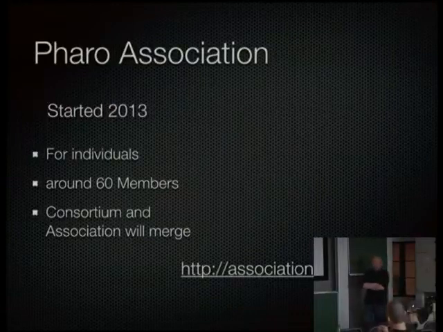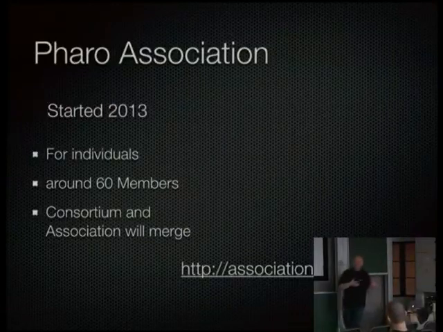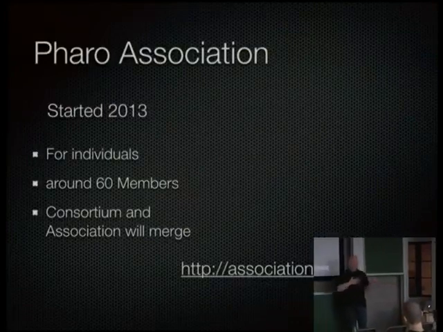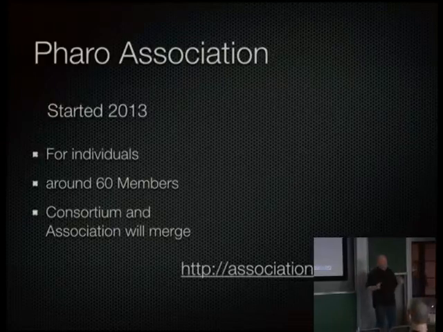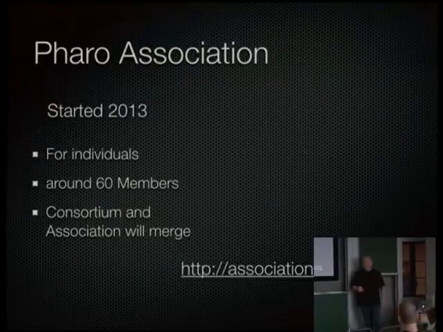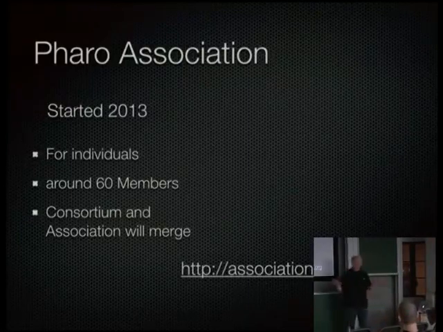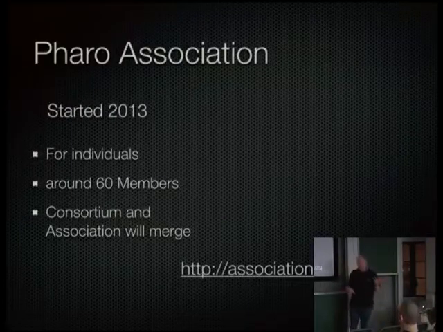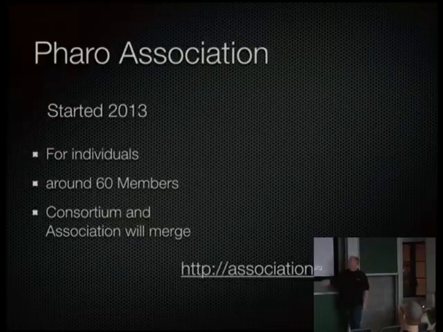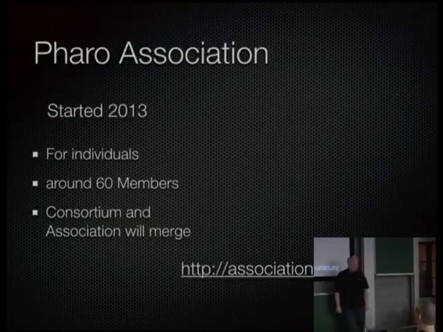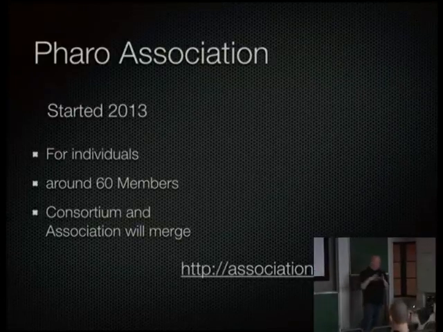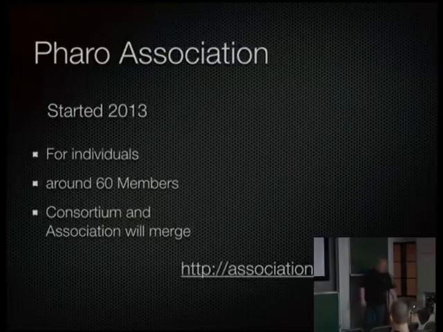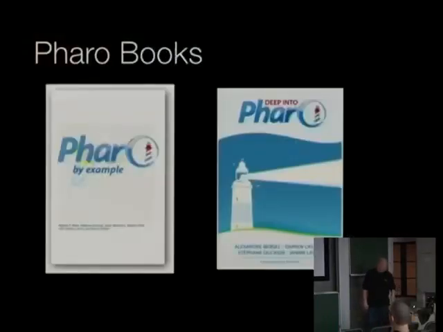Originally we wanted to have both companies and individuals be part of the consortium, but the problem is that the consortium is managed by INRIA, and INRIA, as a government entity, was not able to handle individual contributions. So we decided for now to split these two things. We have a consortium for companies and institutions, and an association for individuals, which now has around 60 members. The idea is that at some point the consortium and association will be merged into one entity. We will see in a couple of years.